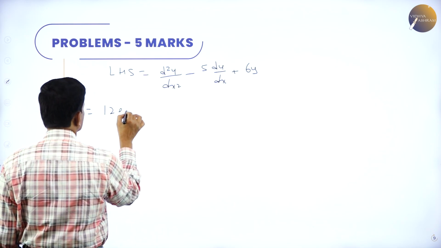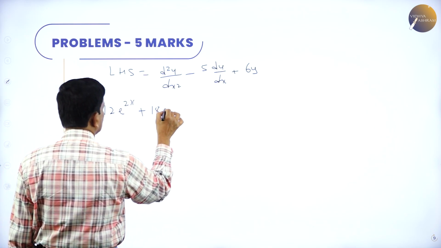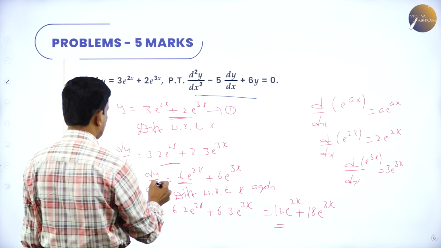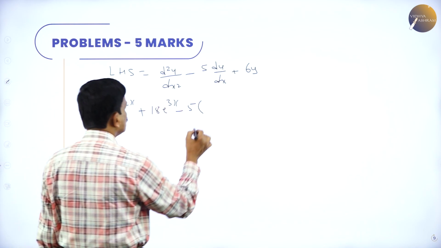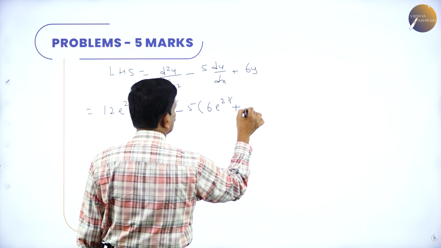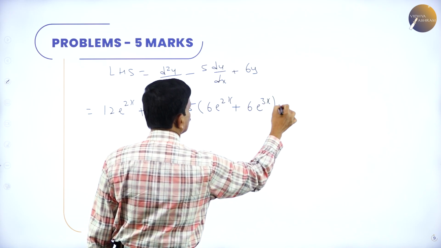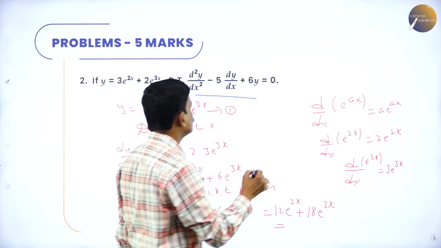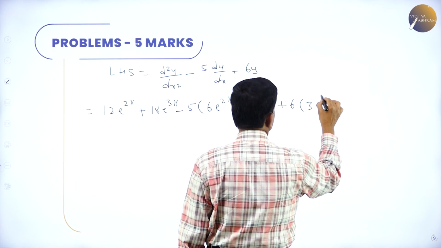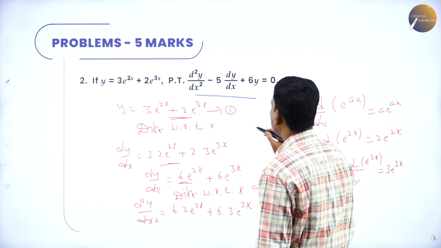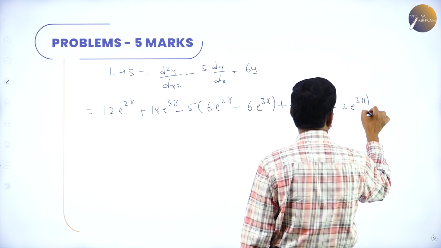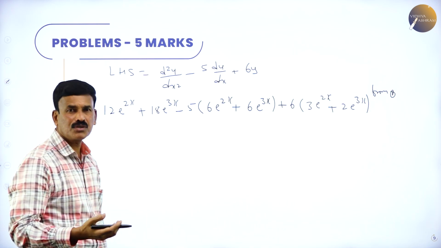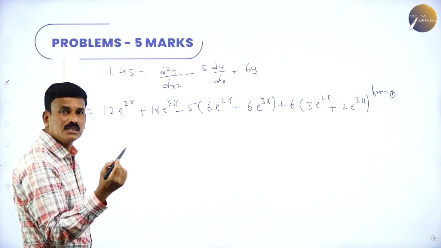12 e to the power of 2x plus 18 e to the power of 3x, minus 5 into dy by dx. What is dy by dx? 6 into e to the power of 2x plus 6 into e to the power of 3x, plus 6 times, what is y from 1? Y is equal to the given equation, 3 e to the power of 2x plus 2 e to the power of 3x. This is from 1. Now multiply and simplify. You are going to get the answer as 0. That's it.